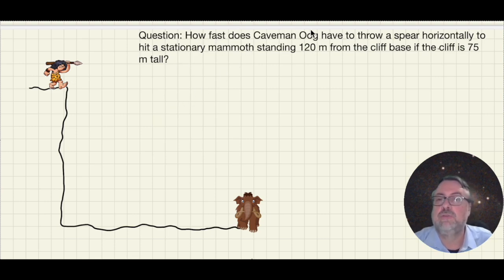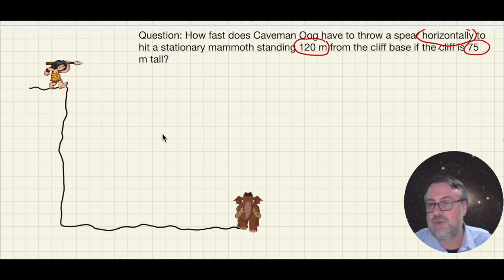So let's read this problem carefully with active reading and circle the necessary information. How fast does caveman Oog have to throw a spear horizontally? That's a key piece of information, so let's note that he's throwing it horizontally, to hit a stationary mammoth standing 120 meters from the base of the cliff, if the cliff is 75 meters tall.